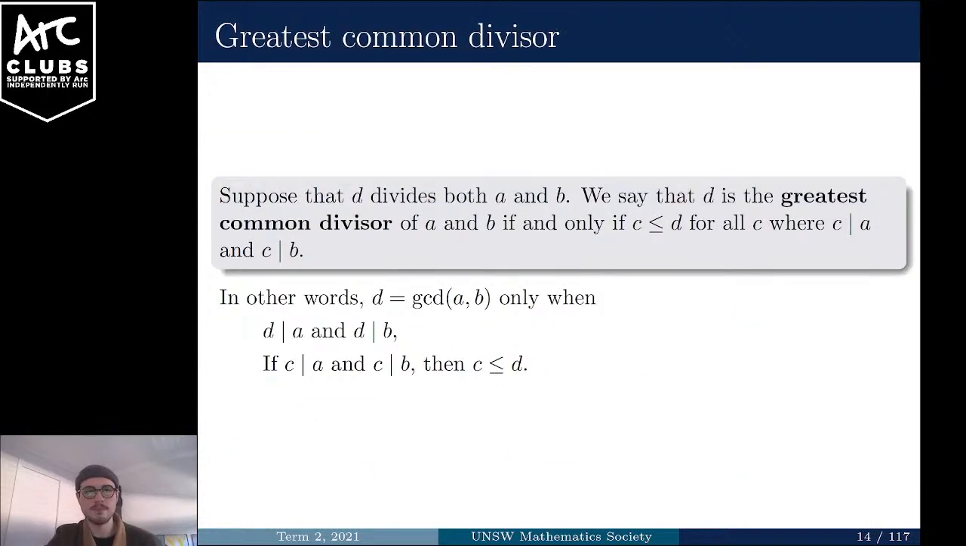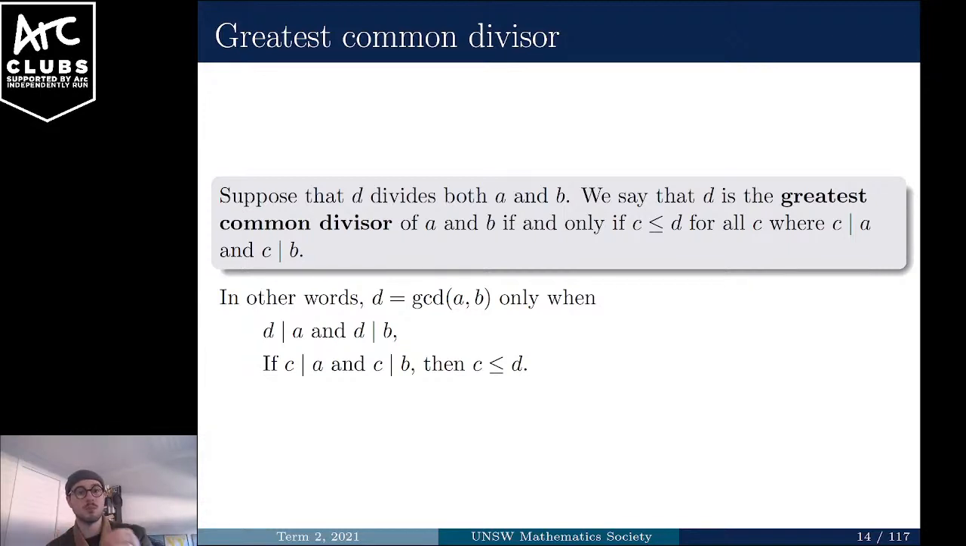Let's talk about the greatest common divisor. So now, suppose that D divides both A and B. We say that D is the greatest common divisor of A and B if and only if C is less than or equal to D for all C where C divides A and C divides B. Okay, so greatest common divisor. So there's 3 words here, and they all contribute in some way. So we've got divisor, so we're saying that this number divides both A and B, divides these 2 other numbers.